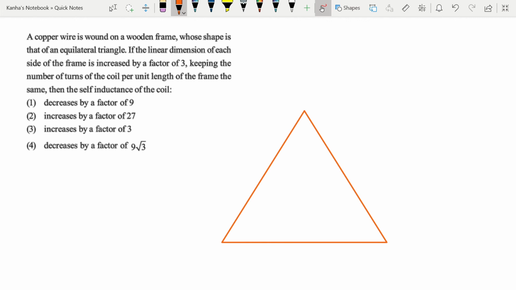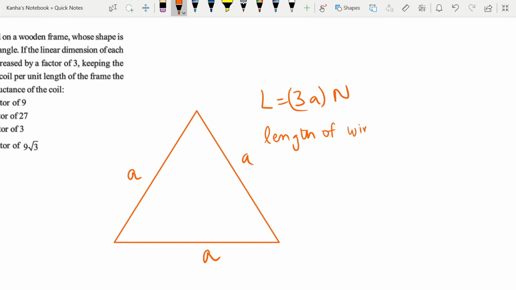First of all, as we know, the total length L of the wire remains constant. So if this is the side of length A, then I have L is equal to 3A into the number of loops that are there, where N is the number of loops or the number of turns, and the length of a winding is nothing but D times N, where D is the diameter of the wire.